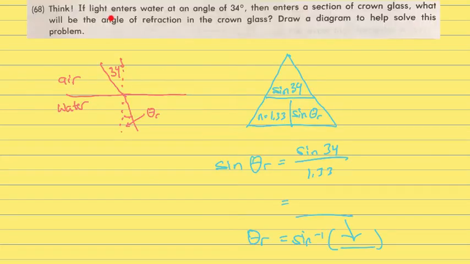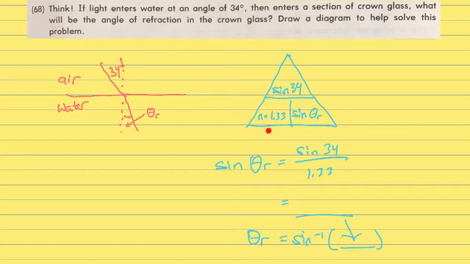So the problem says that if light enters water at an angle of 34 degrees, then enters a section of crown glass, what will be the angle of refraction in the crown glass? So I have here just going from air into the water. So this is very similar to what we've done in the previous few problems. The angle of incidence is 34 and it's coming from air.